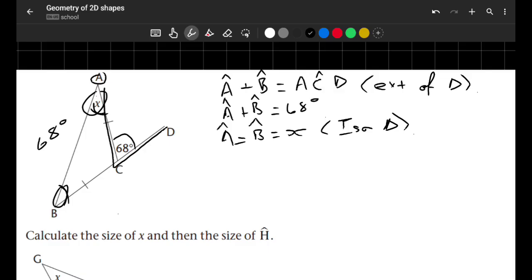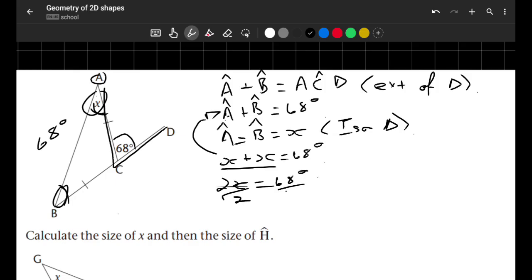Then we know now that angle A, we come back to this, and say that since they're both equal to X, we're going to say X plus X equals 68 degrees. Then simplify this: 2x is equal to 68 degrees. Divide by 2, divide by 2, you have x equals 34 degrees. Two ways to get to the same answer, right? This is mathematics. Many roads lead to the same location.